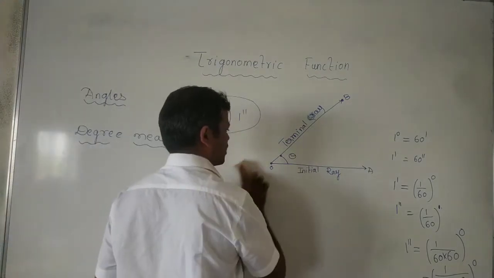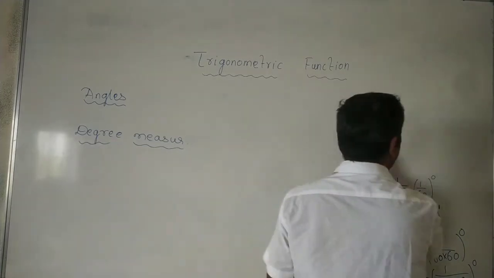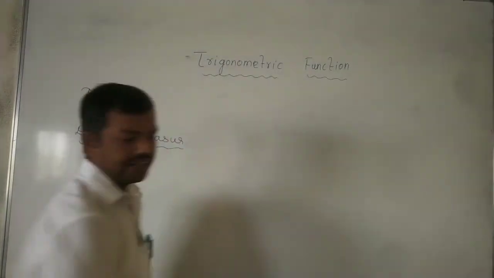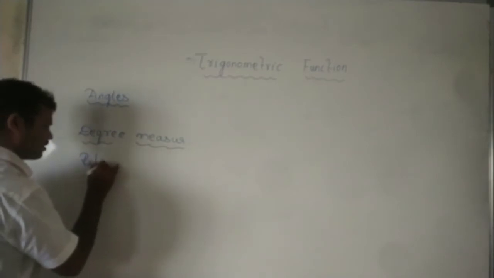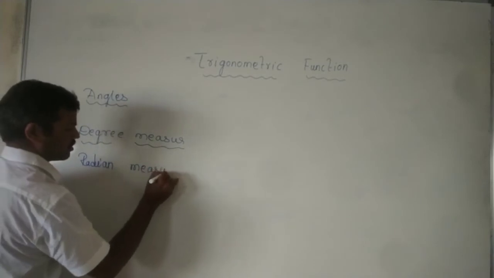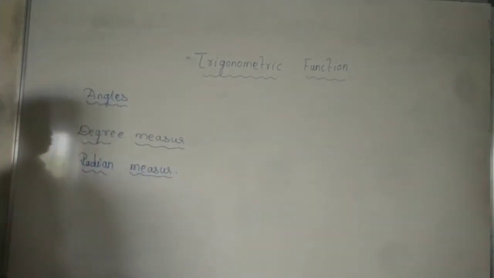So another measure, another unit we are using to measure an angle is radian measure. That is radian measure. Radian measure. So ಇದು ಇನ್ನೊಂದು ಯೂನಿಟ್.